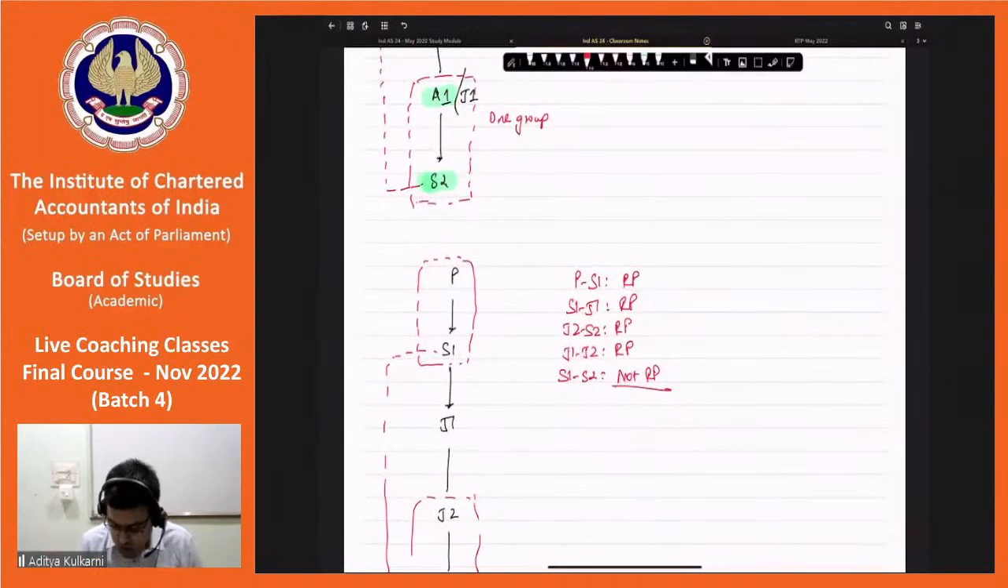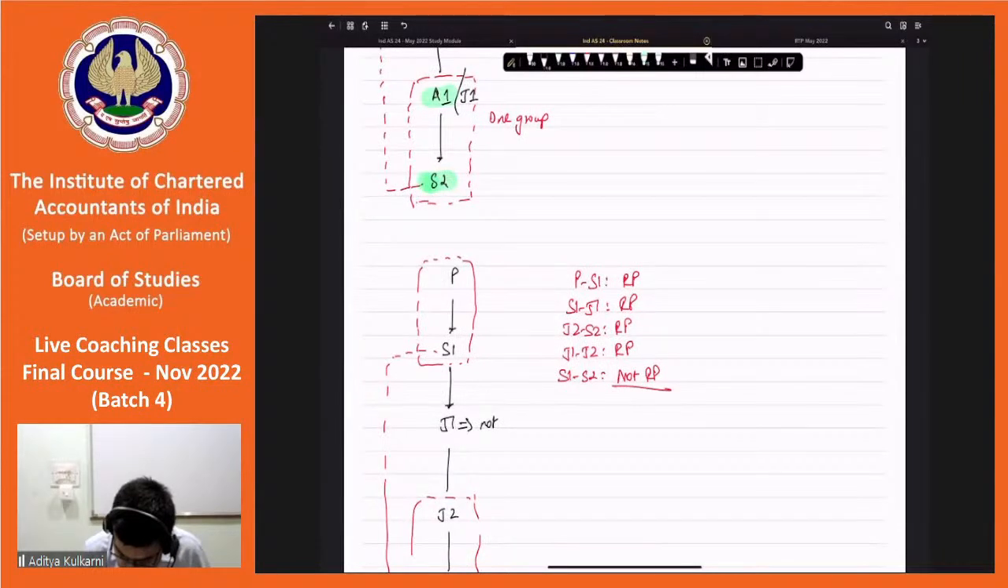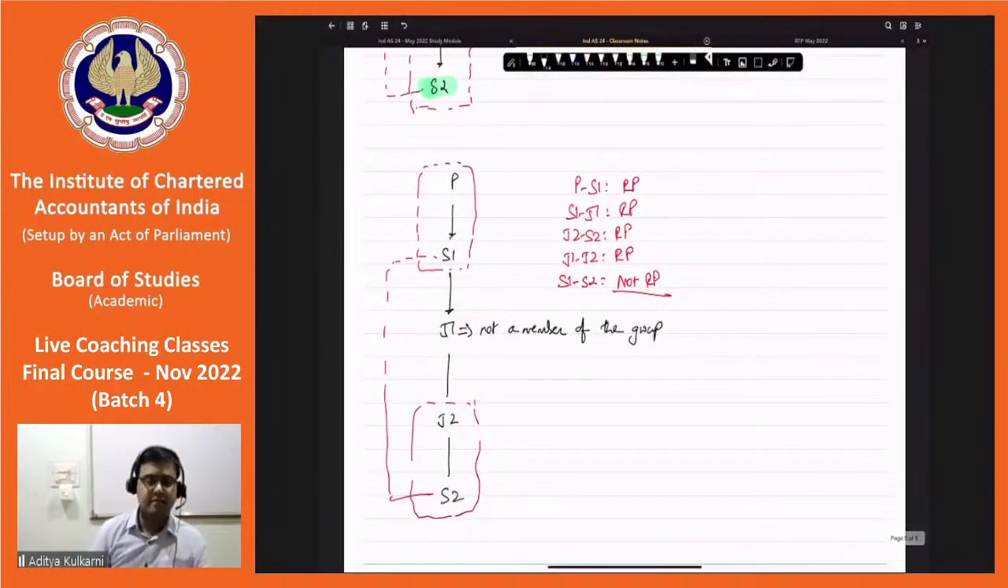Is J2 a joint venture of a member of the group? Answer is no. J1 is not a member of the group, and therefore J1 is not a member. That is why J2 cannot be related to S1, and for the same reason S1 cannot be related to S2.